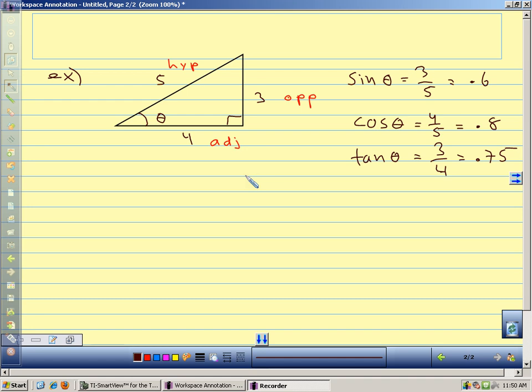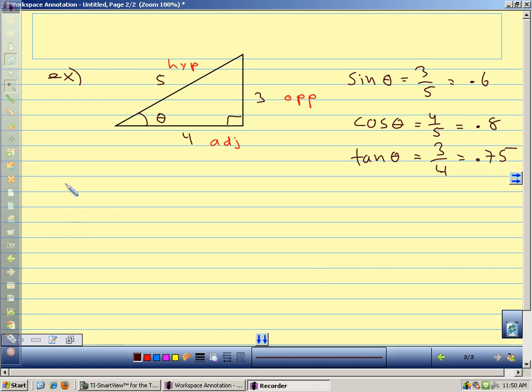Pythagorean theorem, a squared plus b squared equals c squared. So if we know 2 of the sides, we can figure out the third side. We can always figure out the third side with the Pythagorean theorem. So if we need to figure out one of these ratios and we're missing one of the sides, we can always figure out the third side if we have 2 of them. Questions on this example?